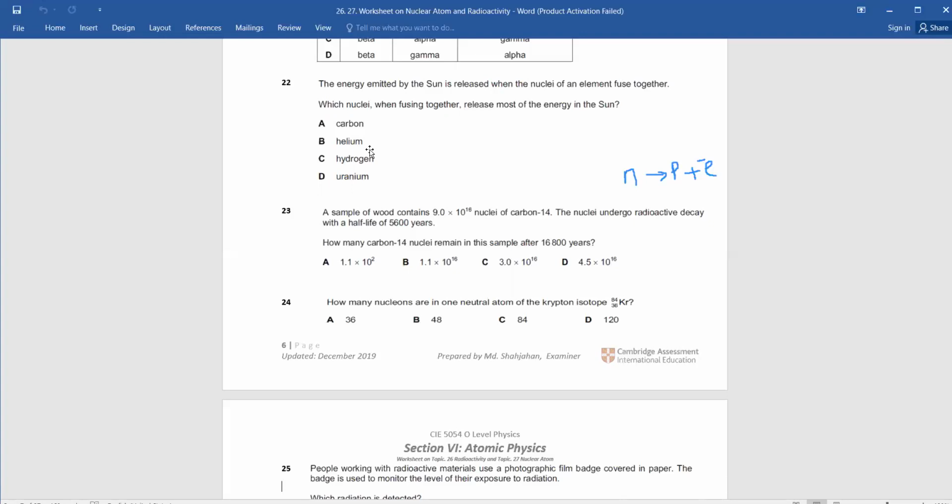So you should find how many half-lives there are. First, B: you have 1.1 times 10 to the power of 16. How many half-lives are there? No, I am asking you how many half-lives there are. That one will help you to get the answer, right?